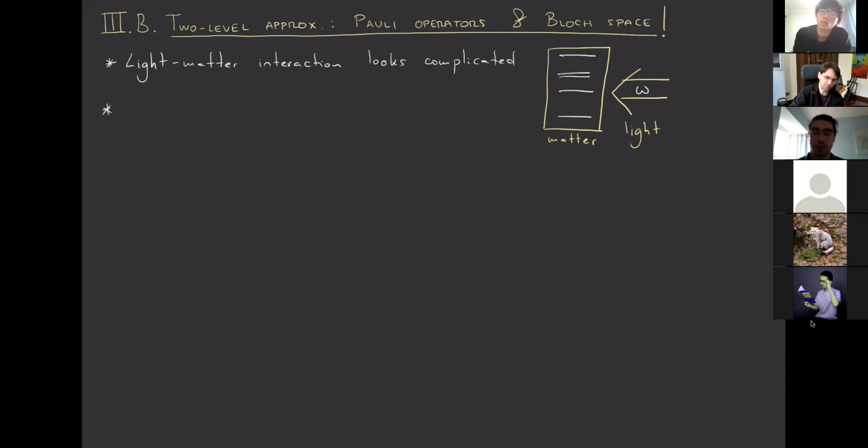So perhaps that's what you think, but actually the fact that we have such a complicated structure, it will allow us to see that all levels, but a few ones, can be ignored.